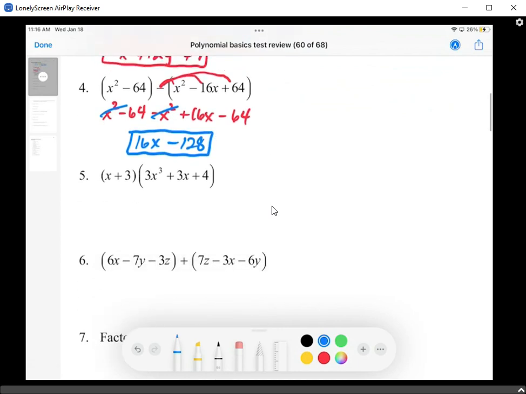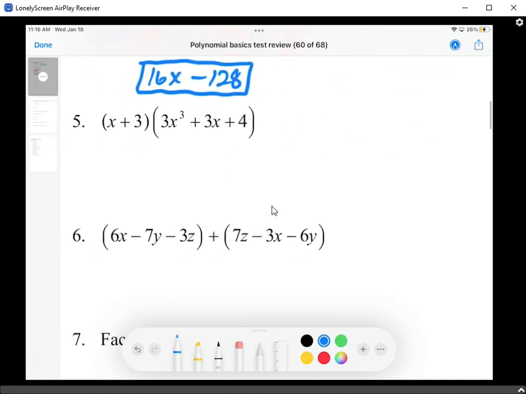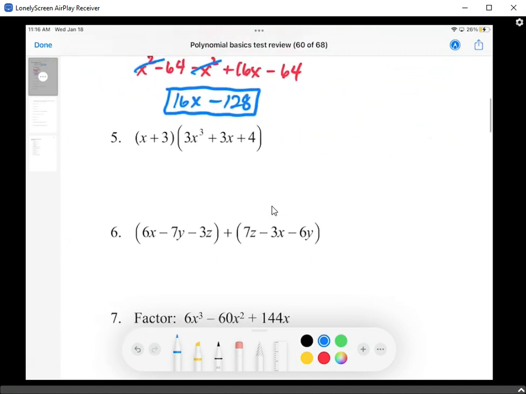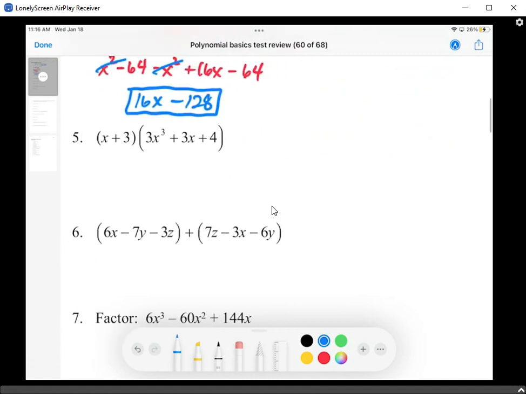All right, number 5, we actually get into some multiplication instead of just adding and subtracting. If you're comfortable enough in your own math skills, you can just distribute. Send this x right there and there and there, then send the 3 right there to all three of the second set of parentheses. That's fine with me. If you're up for doing that, then go for it.